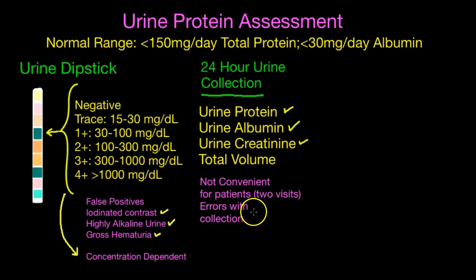And then also errors with collection. The patient could undercollect or overcollect. Too much urine will overestimate the total protein. Undercollection will underestimate it. And so there's just too many variables. And so 2 visits are required. It's a little cumbersome for patients. Errors with collection.